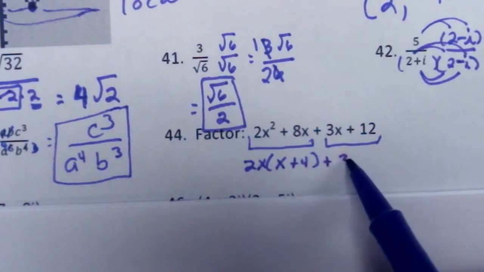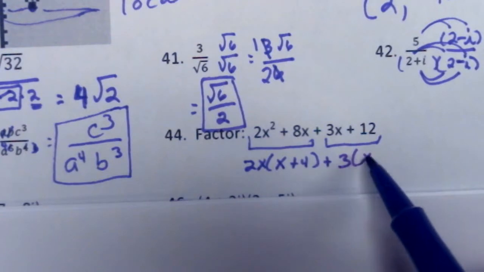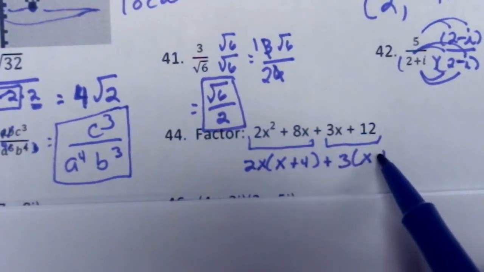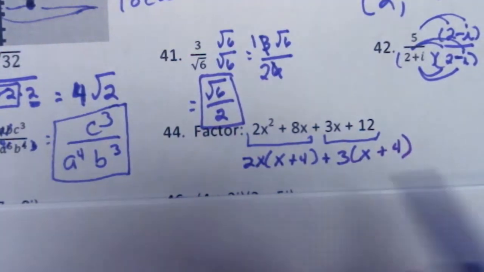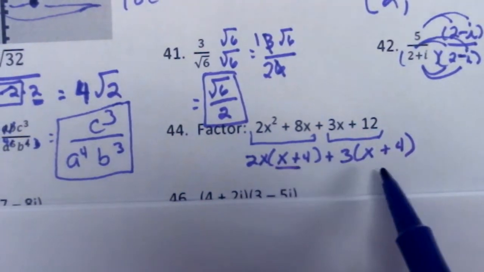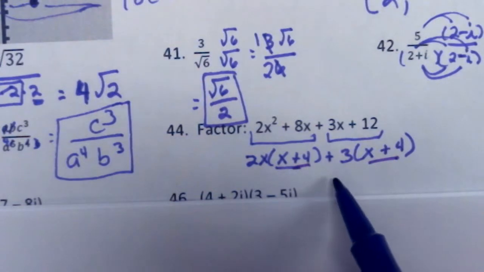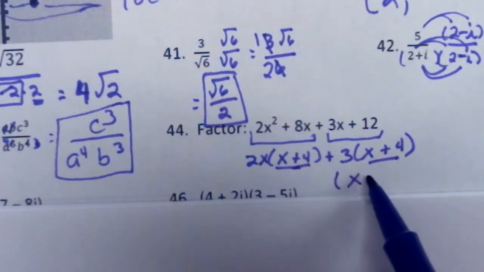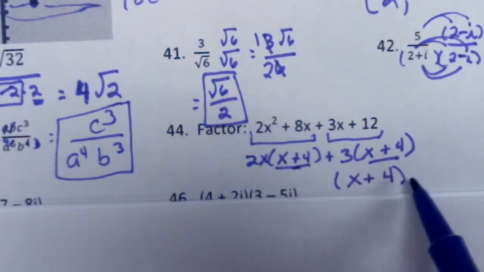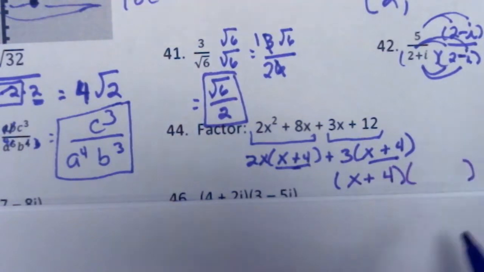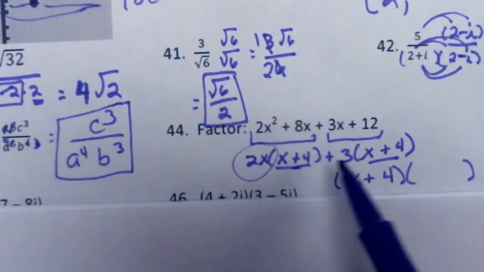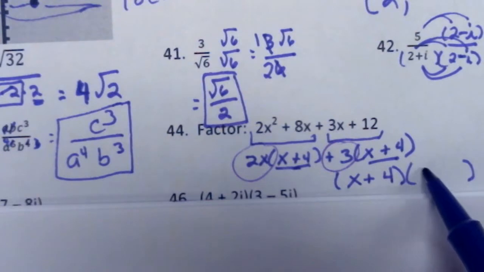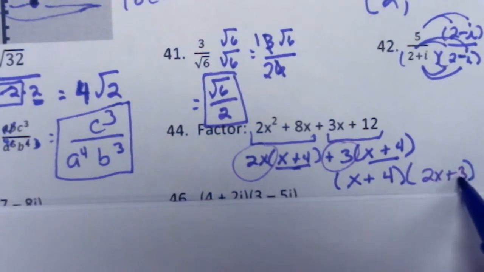3x plus 12, they're both divisible by 3. Take 3 out of the 3x, you have x. 12 divided by 3 is 4. Okay, so factoring by grouping is going to work because our 2 binomials that we factored out are the same. They match, so the first binomial is going to be x plus 4. The second binomial, what I like to refer to as leftovers, is going to be 2x plus 3.